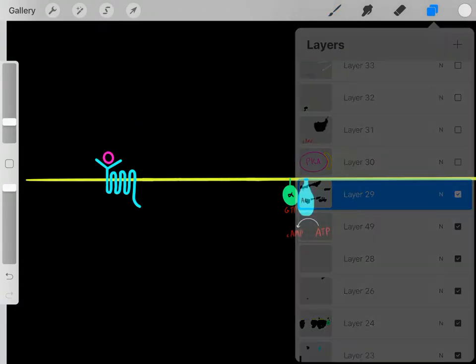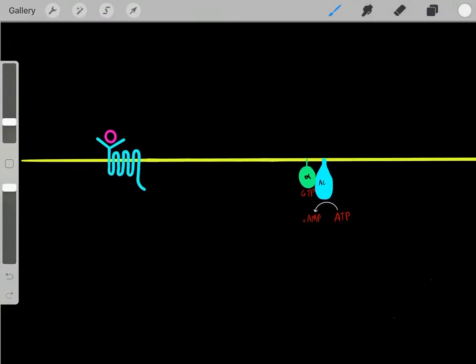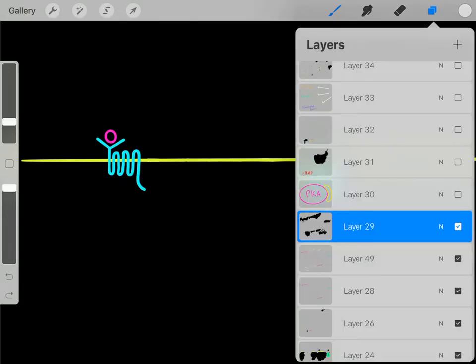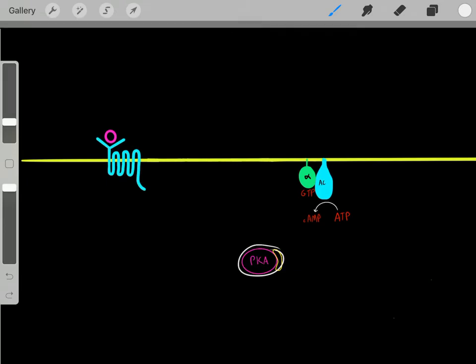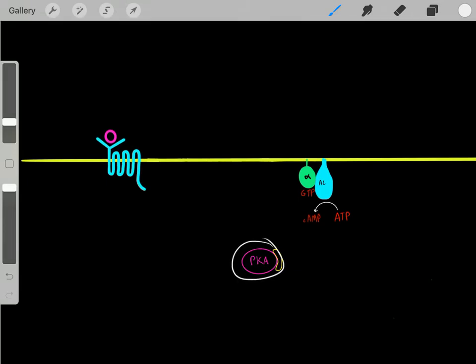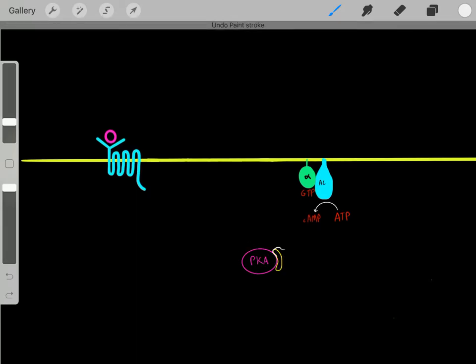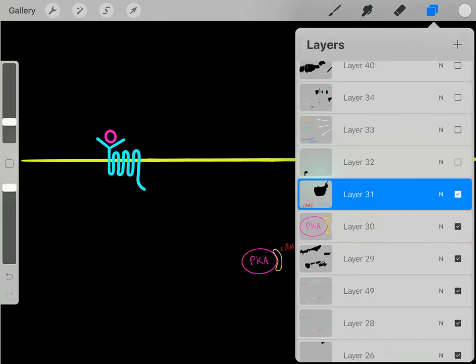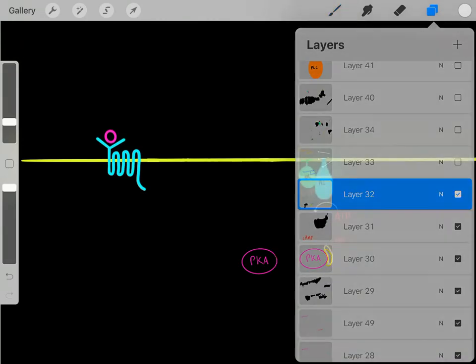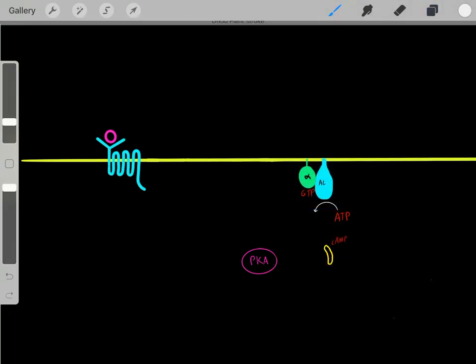But the point is we create the cyclic AMP. And now the cyclic AMP can cause some real changes within the cell. For example, normally we have this inactivated protein kinase A. So this is a kinase, so it can phosphorylate other molecules, causing changes. However, normally the protein kinase A is inactivated. It has this yellow portion that's inactivating this protein kinase A. However, once we form the cyclic AMP, it can bind to this yellow domain. And when it binds to the yellow domain, it essentially dissociates this yellow domain. So now the protein kinase A is activated.